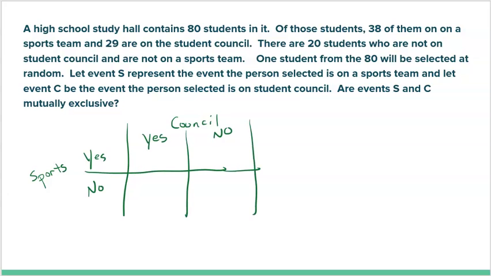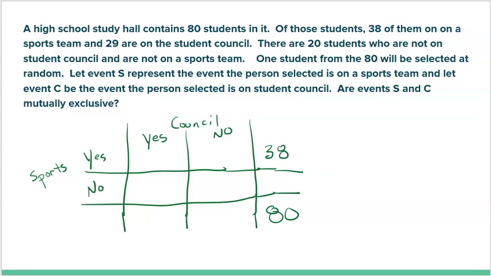All right. So here is what I was given. Again, my table's kind of crappy, sorry. I was given that there are 80 total students. I was given that 38 of them said yes, I play sports. That's a total of 38. And I was also given that 29 said yes, I'm on student council.